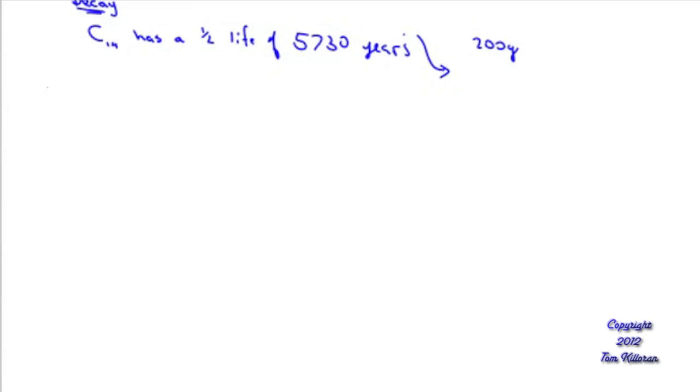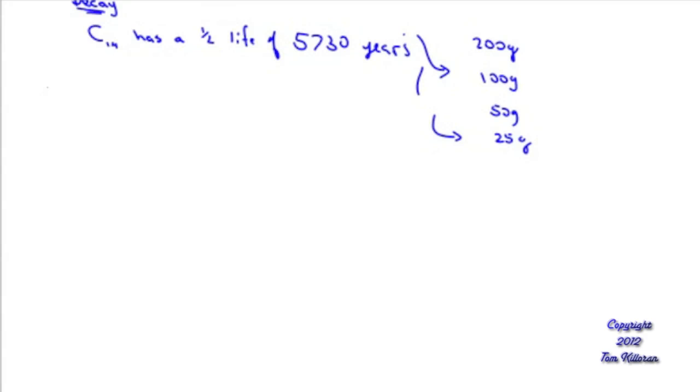So what's half of 200? 100. So after 5,730 years, the 200 grams of carbon 14 you started with will now only have 100 grams. The rest of it turns into carbon 12, I think, which is normal carbon. After another 5,730 years, you'll end up with 50. After another 5,730 years, you end up with, and so forth and so on. You'll never ever run out of it. There'll always be a little bit of carbon 14 in everything. It's just that it will get really, really small.